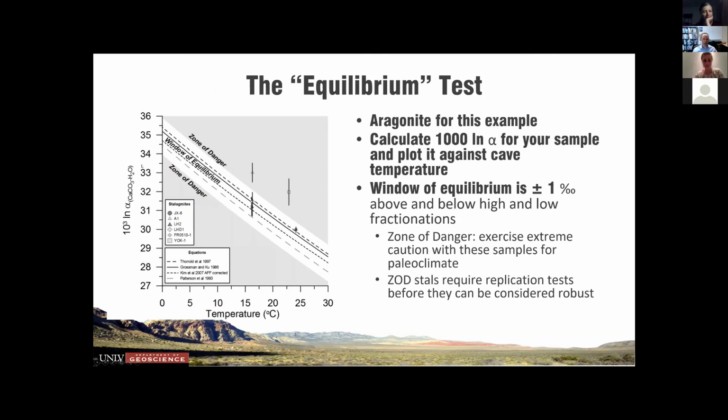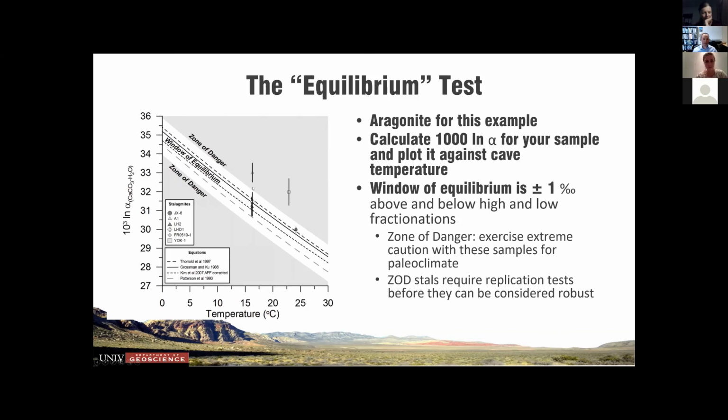And what this shows is the fractionation versus the temperature. And there's multiple curves here. Each curve represents a different estimation of fractionation. And you can calculate that for your particular speleothem. And if your value falls close to one of these curves, you can have more confidence in it.